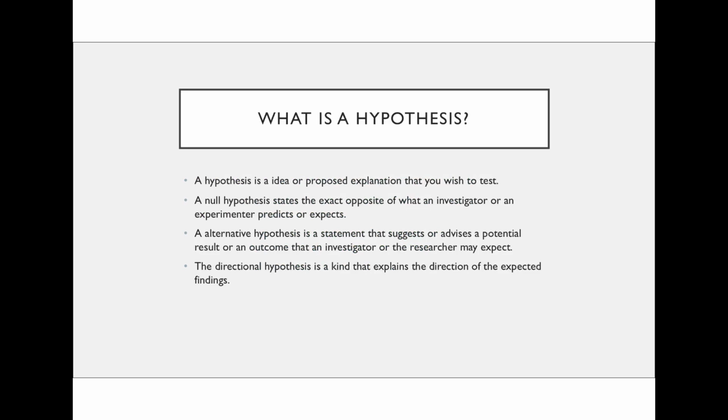What is a hypothesis? A hypothesis is an idea or proposed explanation that you wish to test. A null hypothesis states the exact opposite of what an investigator or experimenter predicts or expects. An alternative hypothesis is a statement that suggests a potential result or an outcome that the investigator or researcher may expect. The directional hypothesis is a kind that explains the direction of the expected findings.